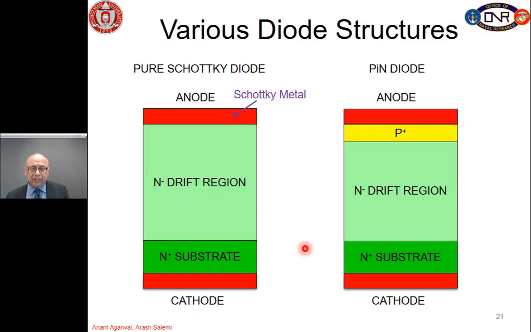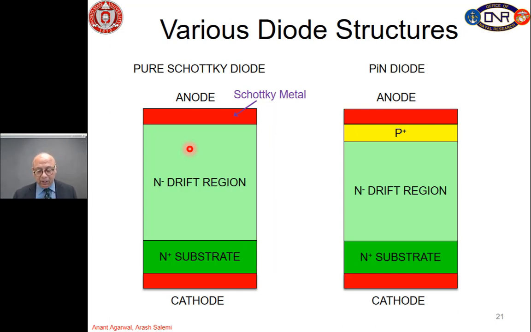And here are various diode structures. On the left is a pure Schottky diode, which is named after the scientist Walter Schottky. So, here is an anode material on an N-type semiconductor, which is grown on an N plus substrate, and the backside is metallized and called cathode.